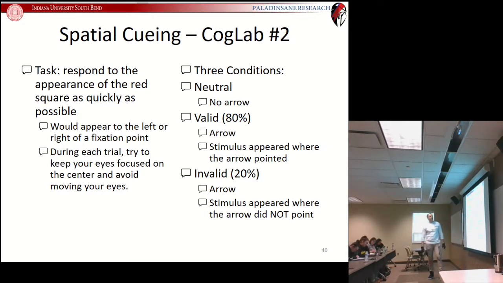Just to make sure that you didn't completely ignore the arrow, the valid condition occurred about 80% of the time. The invalid condition only occurred about 20% of the time. So as a strategy, overall, it was beneficial for you to listen to the arrow, right? So if you ignored the arrow, that wouldn't be beneficial because most of the time, the arrow was being truthful, sending you to the right location. All right, so that's the situation.